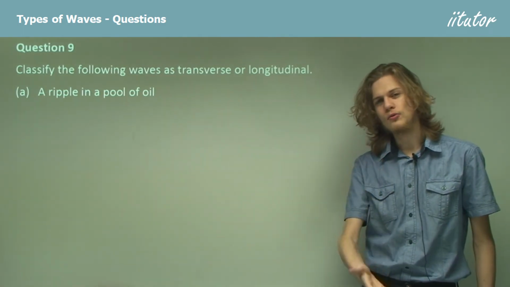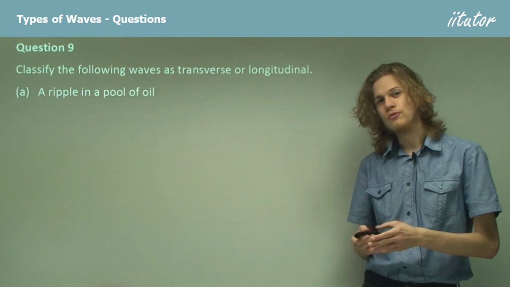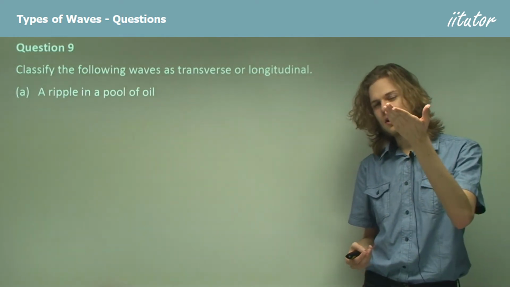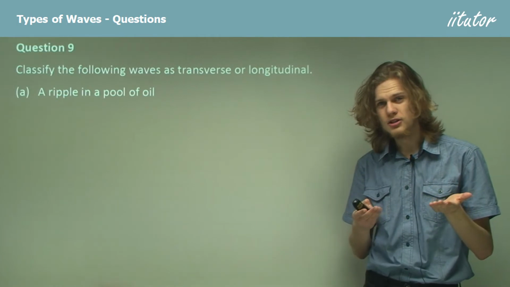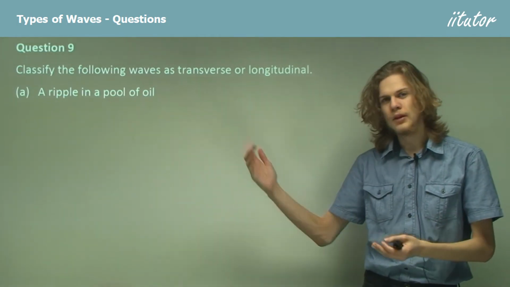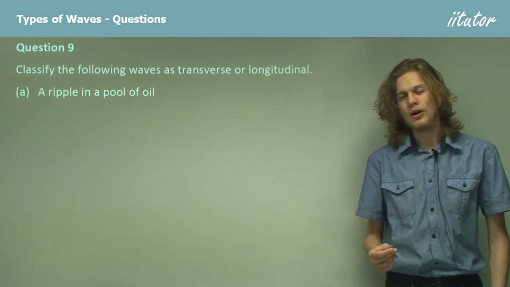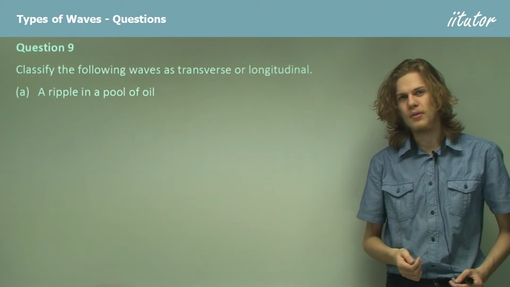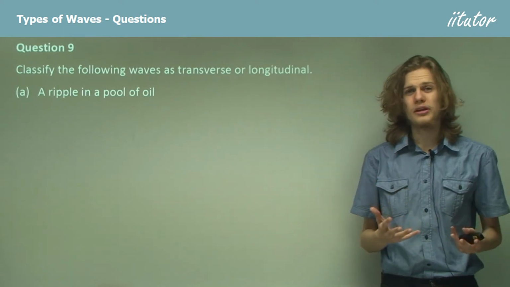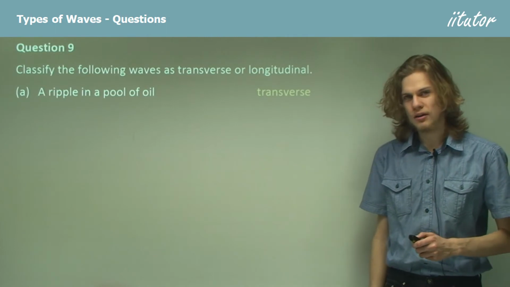If an oil particle moves up and down and then affects the next one with surface tension, then when the first oil particle goes up, the second oil particle, pulled up by surface tension, will come up next to it, and that'll pull up the next oil particle, and so on. And so we get the wave propagating. If the oil particles are moving up and down, and the wave's propagating in that direction, then they're vibrating perpendicular to the wave's motion. So we have a transverse wave.